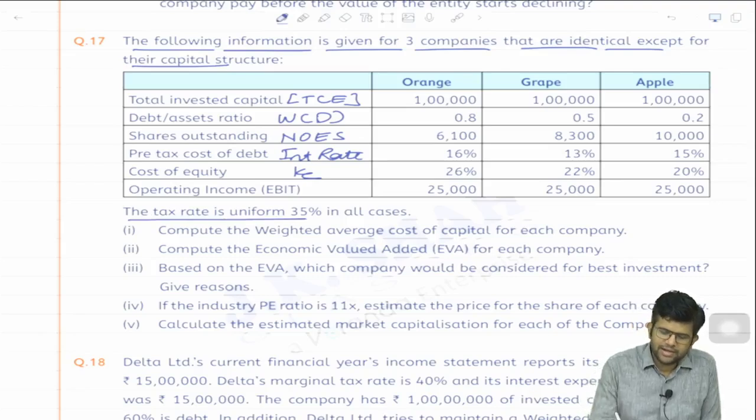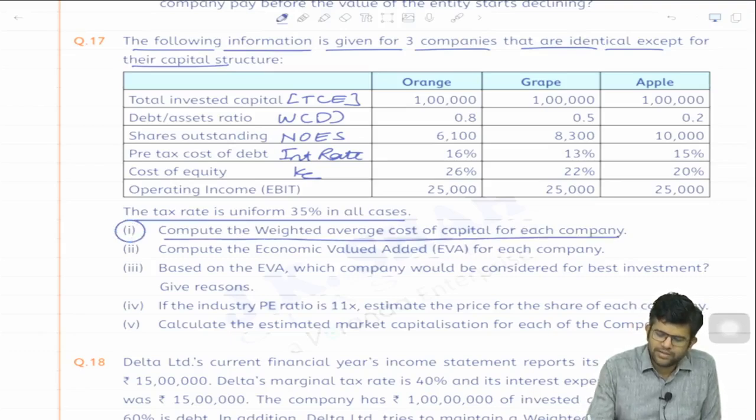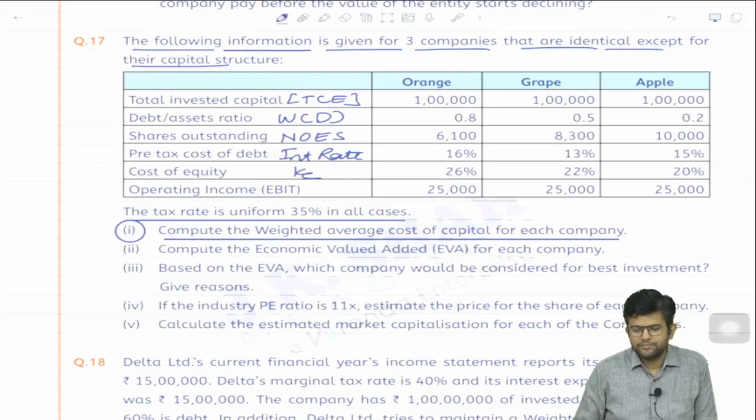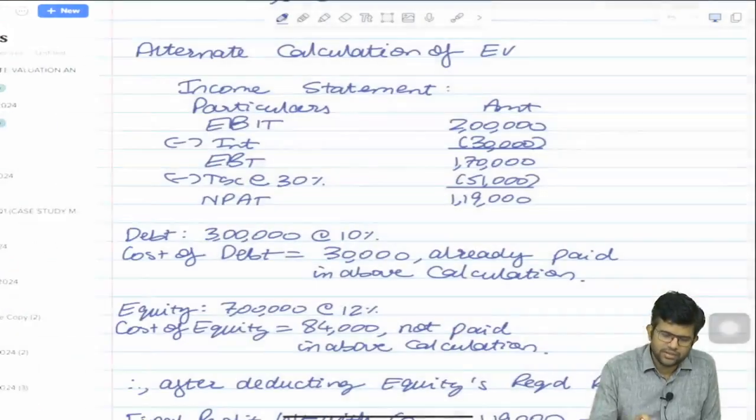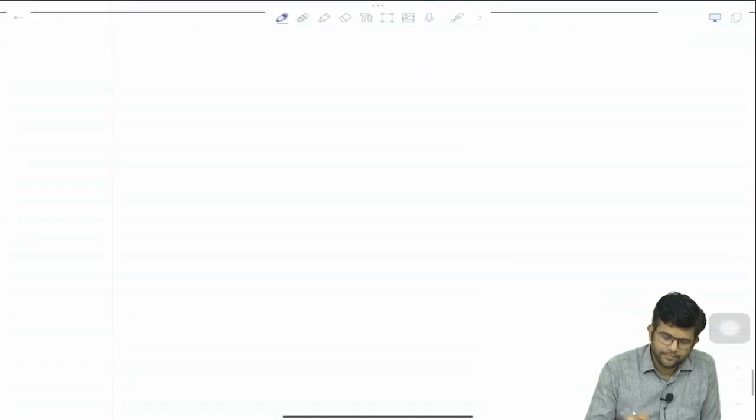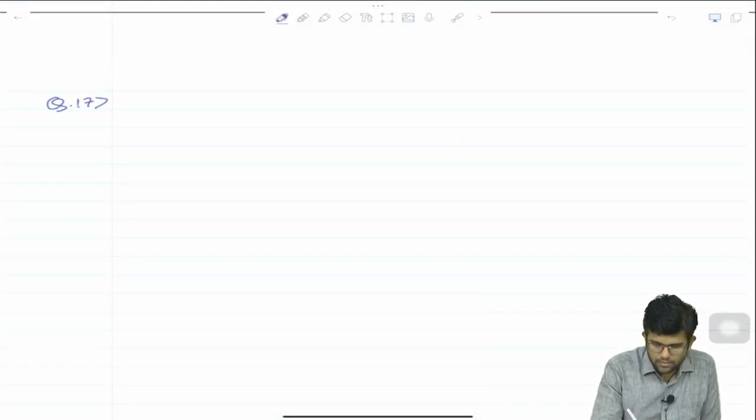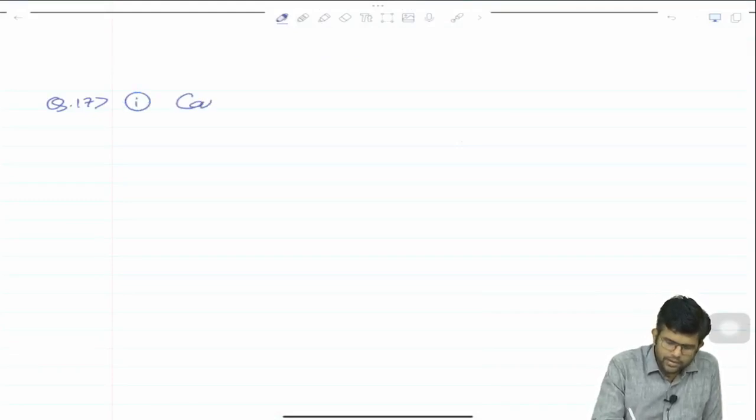The tax rate is uniform, 35% in all cases. Point number 1, compute WACC for each company. I think very simple. So what we will do is write down question number 17. Point number 1, calculation of WACC.